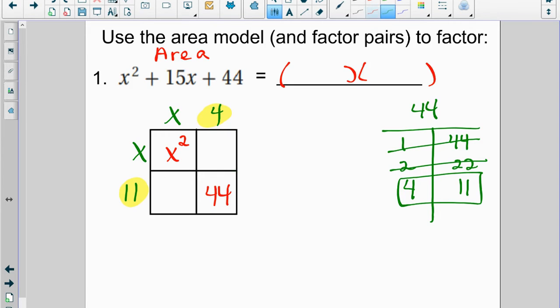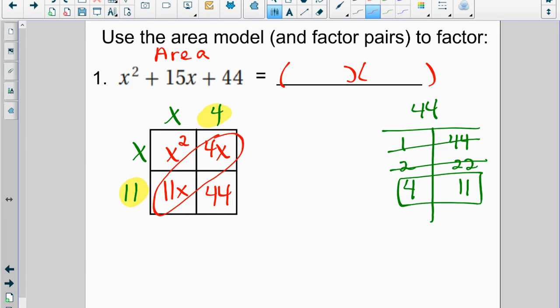And now when I fill in the rest of it, I get 4x in that box, 4 times x. And down in the lower left-hand corner, 11 times x is 11x. And if I add my like terms together, 11x plus 4x is 15x. So inside I have the correct area of x squared plus 15x plus 44.